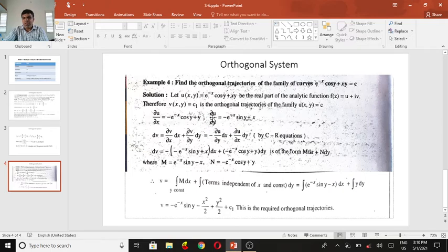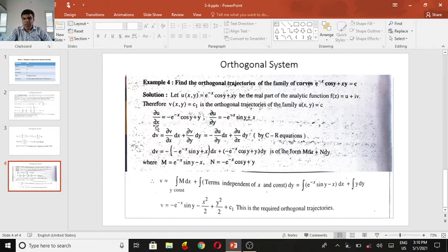Similarly, we differentiate partially with respect to y. So dou u by dou y is equal to minus e power minus x times the derivative of cos y, which is minus sin y, plus xy, which differentiated with respect to y gives x only. So dou u by dou y is minus e power minus x sin y plus x.